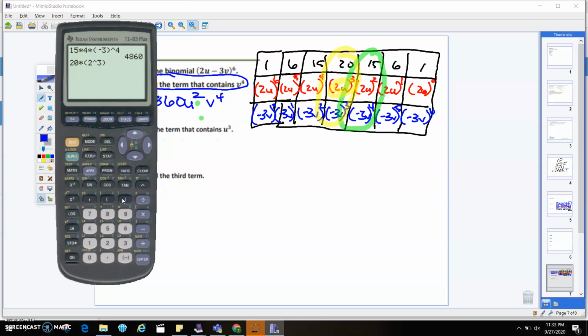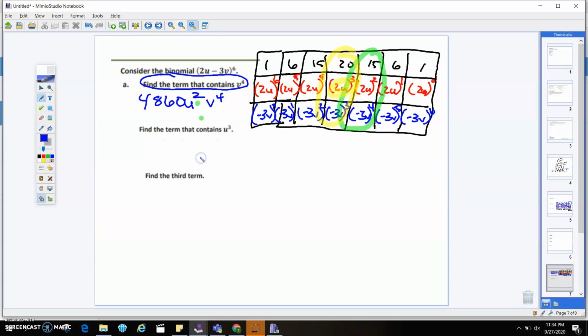Notice how I put parentheses around all of that. Times negative 3 raised to the third power. And that's going to give me negative 4,320. Negative 4,320, u to the third, v to the third.